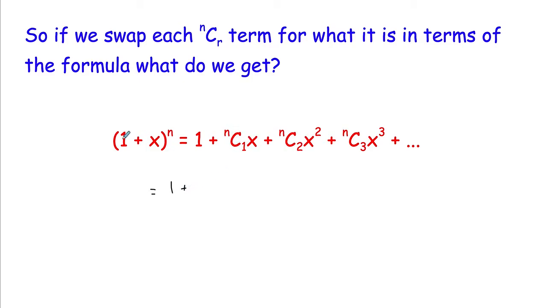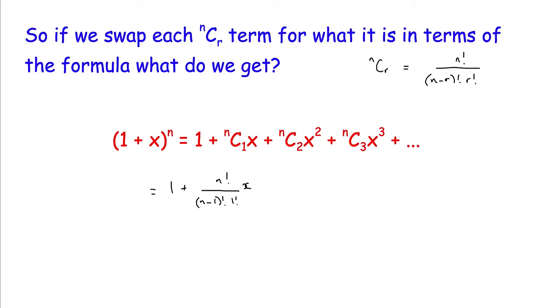What will nC1 be? Well, if we write down the formula again, just so we've got it on the same page. nC1 is going to be n factorial over n minus 1 factorial times 1 factorial. So that doesn't look very helpful. We've got the x as well. That doesn't look very helpful, but it actually really is.